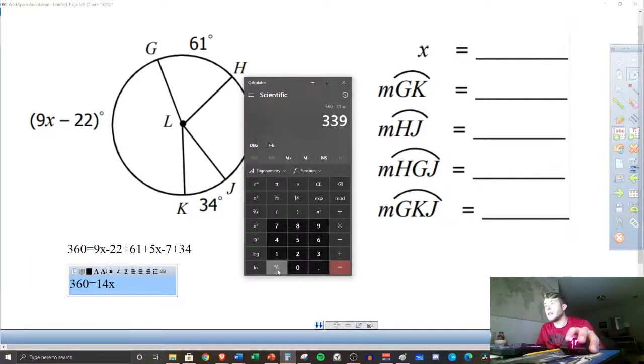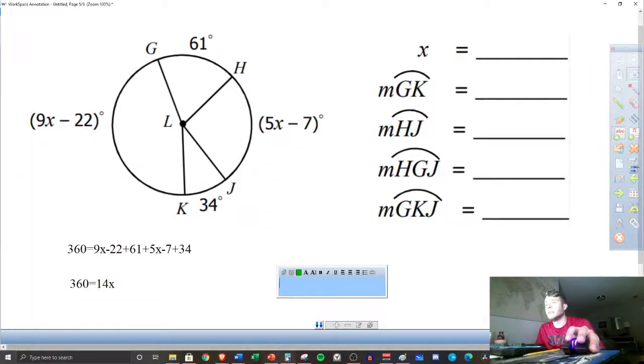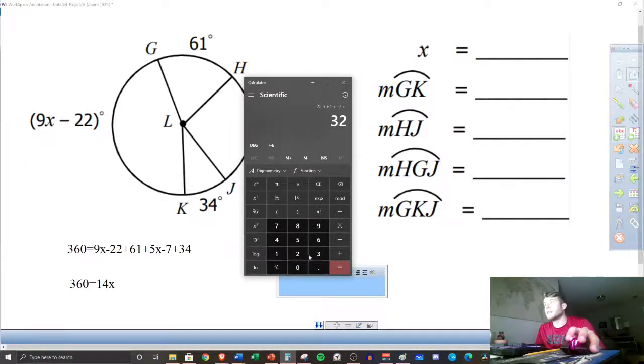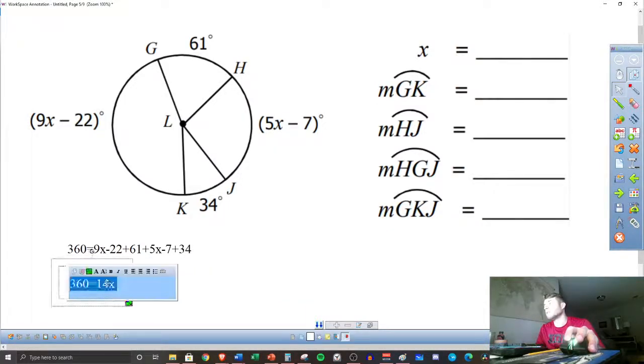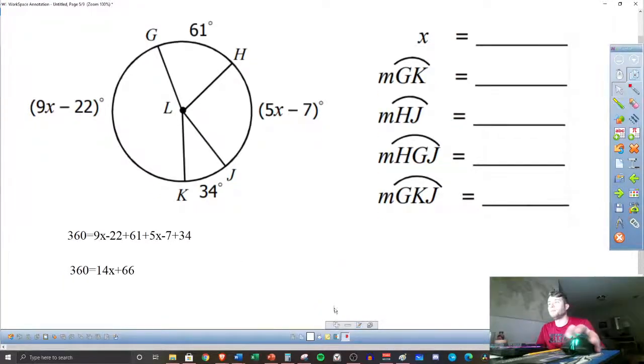So grab my calculator: negative 22 plus 61 plus negative 7 plus 34. So we get 88. Oh, I didn't do that right. I missed something. I added an extra 22. I think it should be 66. Let's try it again. Negative 22, just to make sure I've got it. Plus 61. Plus negative 7. Plus 34. Okay, it's 66. So we go back in here, we edit this. So it's plus 66. Perfect.